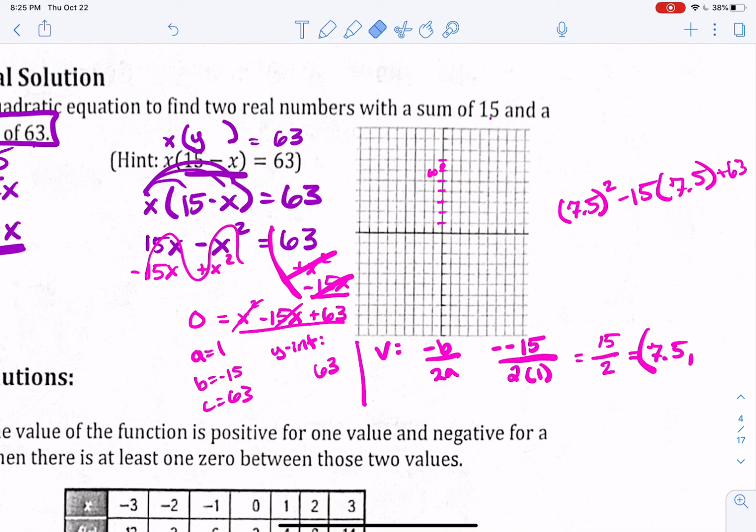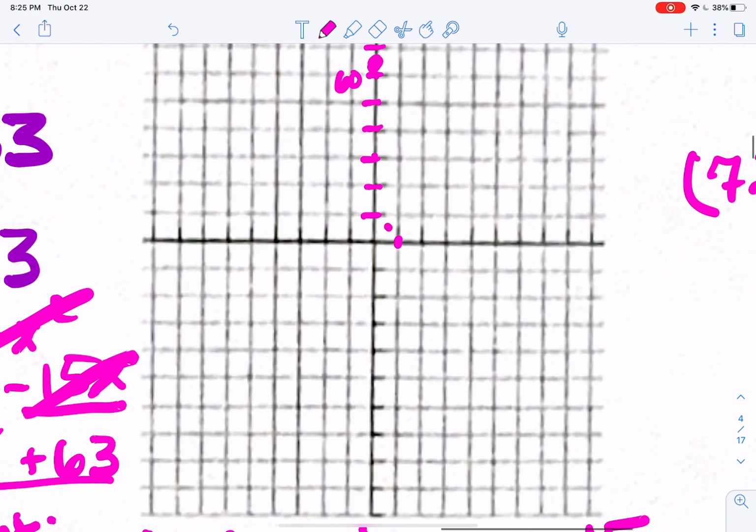Okay, I'm going to use my calculator, and I get 6.75. So 7.5, comma, 6.75 is going to be kind of here in the middle, since we went by 10s. This would be 10 and 10. So 7.5, 6 point something is going to be about there.